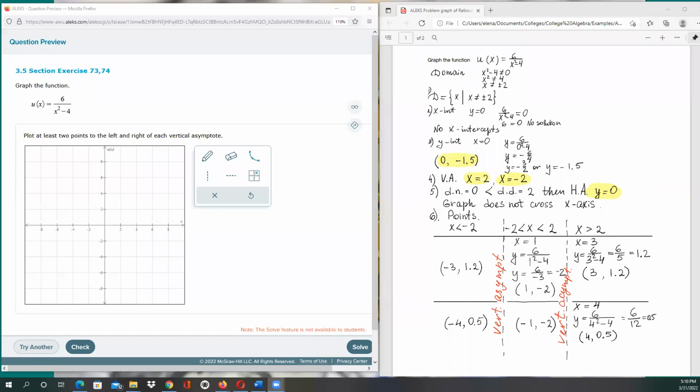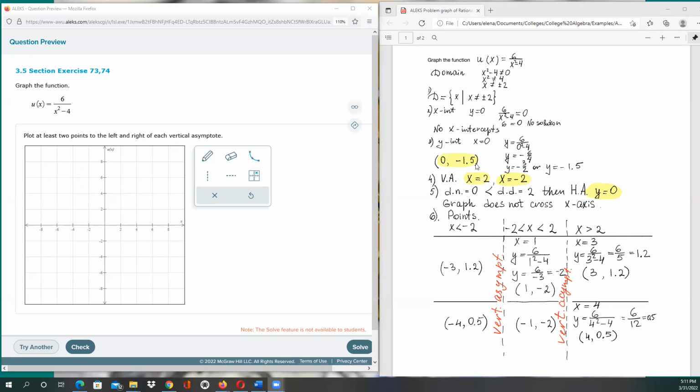In this video, I will show how to use the graphing tool on ALEKS to draw the graph of the rational function. So this is a given function, and I already completed all the steps as I would need to draw this graph on paper. I will just show how to plot points and use the graphing tool.